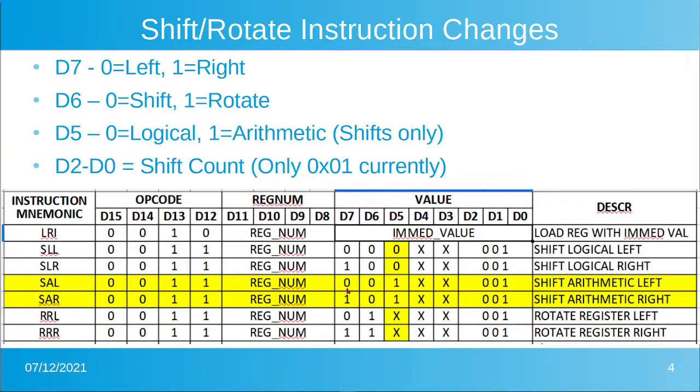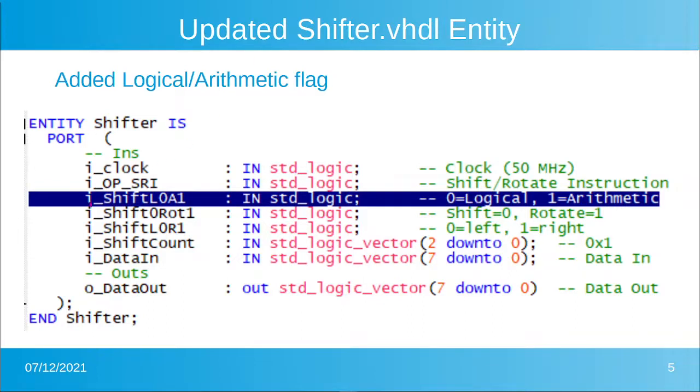So we've added the D5, and we've added the shift arithmetic left and shift arithmetic right operation or instruction. These are all encoded by the assembler. It sees SLR, for instance, and makes that 8, 1 in these bits down here. So all of this only takes up one instruction, one 4-bit opcode. Had to add a flag for the logical arithmetic flag into the shifter.